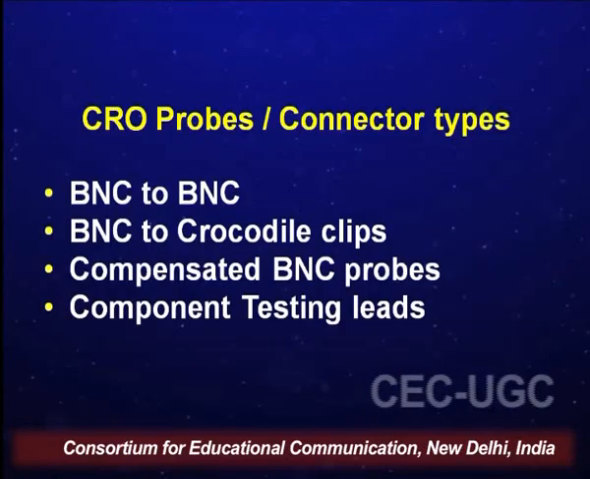So, typically how exactly do you see a signal on a CRO? It has 3 or 4 types of connectors. First is known as the BNC to BNC, BNC to crocodile clips, then there are certain compensated BNC probes, and finally the component testing leads.